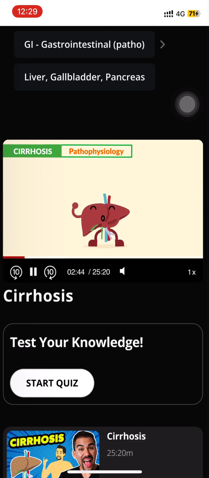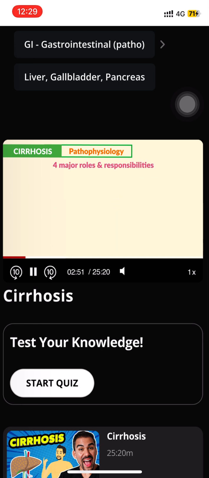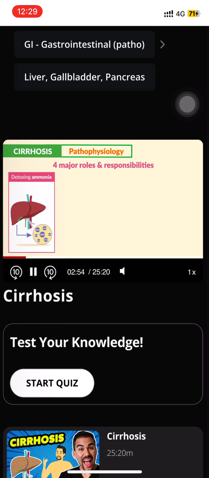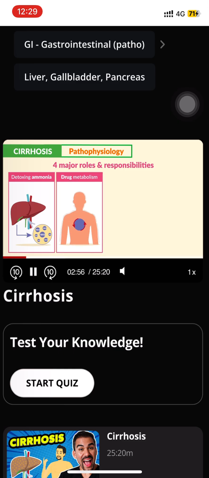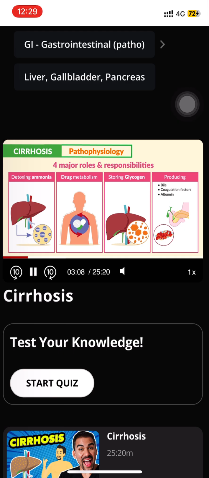Now, what does the liver do? As you know from our liver song, the liver acts like a recycling company with 4 major roles and responsibilities: detoxing ammonia, a waste product of protein, drug metabolism, storing glycogen, producing bile, coag factors, and albumin. So coag factors are our clotting factors to prevent bleeding, and albumin is used for drug transportation as well as to attract water into the vascular spaces. Now I know that's a lot, so let's break this down one by one.